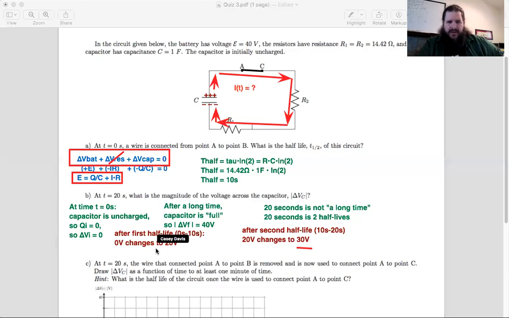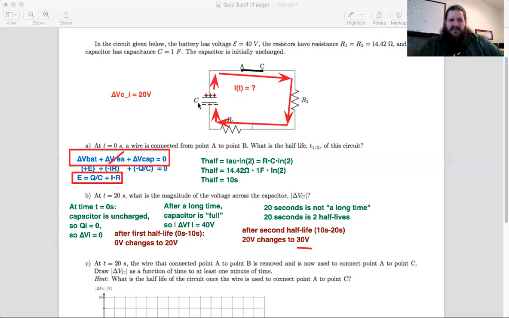In this case, though, we know that at the 20-second mark there has been enough charge accumulated that we have 20 volts. So we can treat delta V capacitor initial as 20 volts, which means there's 20 volts available for making current flow.